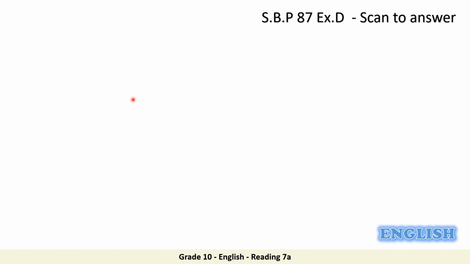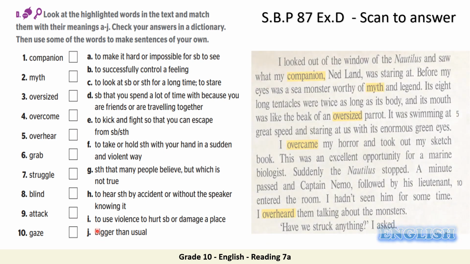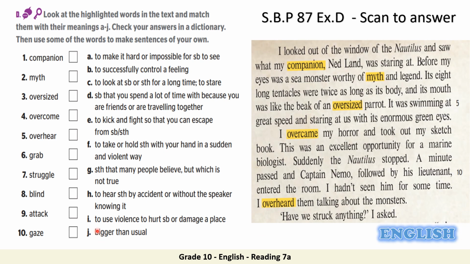And now this is the vocabulary time. Let's go to your student book, page 87, exercise D. Look at the highlighted words in the text and match them with their meanings from A to J. Check your answers in a dictionary. Then use these words to make sentences of your own.